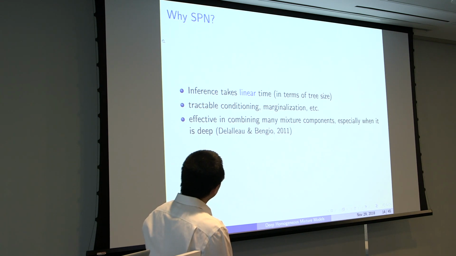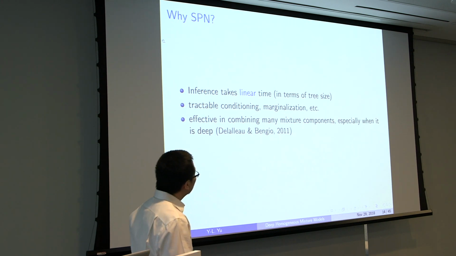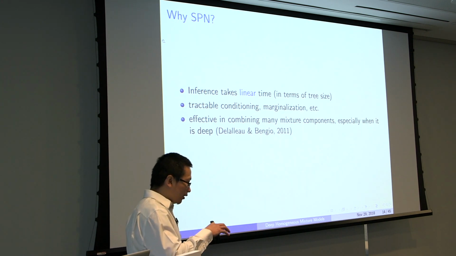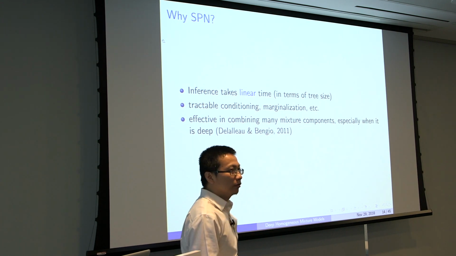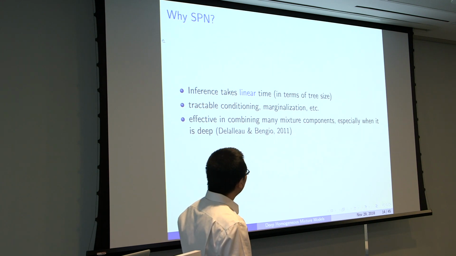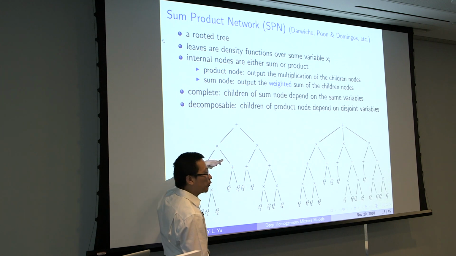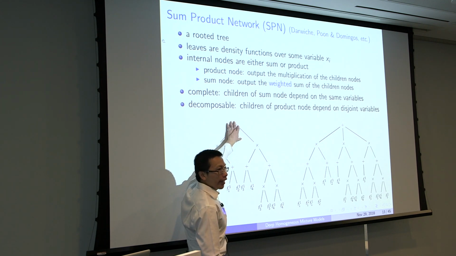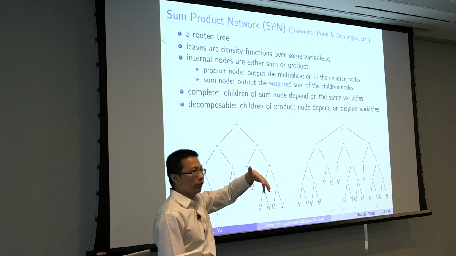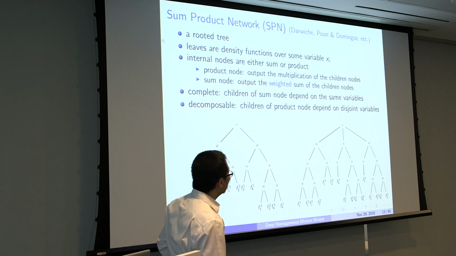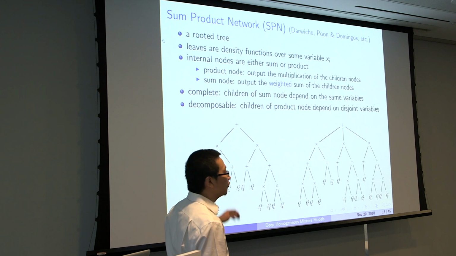Due to the work of Delalue and Benjil in 2011, what people realized is that these sum product networks can effectively combine many component mixtures in a very effective way. The intuitive reason is you're doing the computation in a hierarchical way. If you expand at the very top, at the root, you're going to see a lot of sums in the end. This is why you can combine lots of things in a very hierarchical and efficient way.